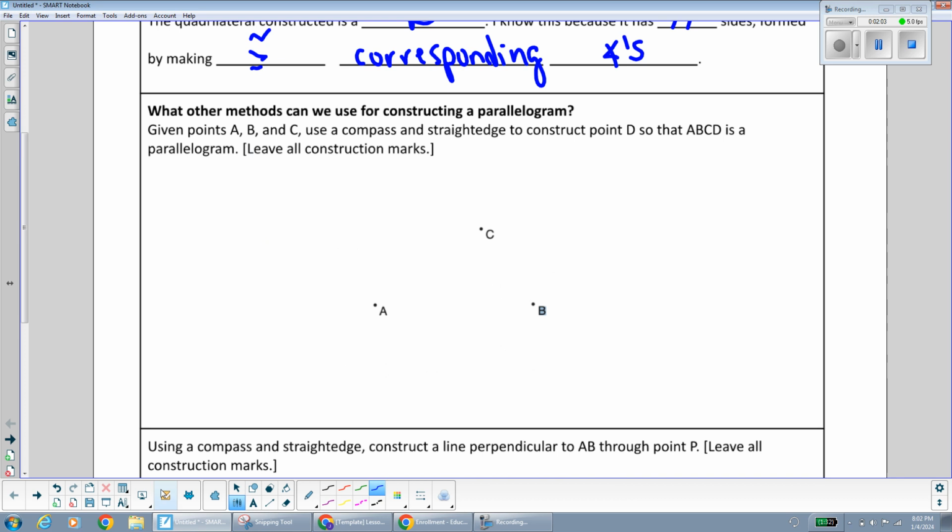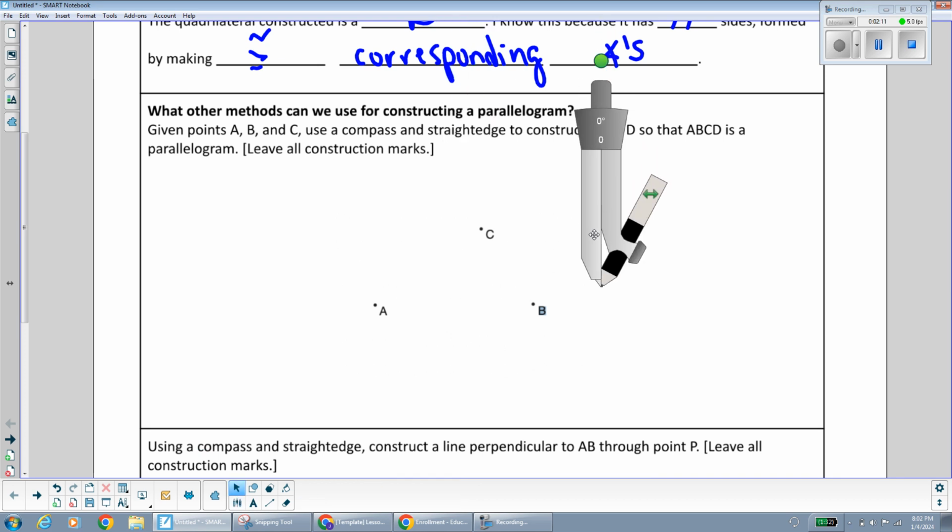Not only are the opposite sides of a parallelogram parallel, but they're also congruent. So if we can make a quadrilateral that has both pairs of opposite sides congruent to each other, we'll know that it's a parallelogram. We're already given points A, B, and C. So I'm just going to connect them together so you can see what we're working with here. So already we have two sides of this quadrilateral that's ultimately going to be a parallelogram.